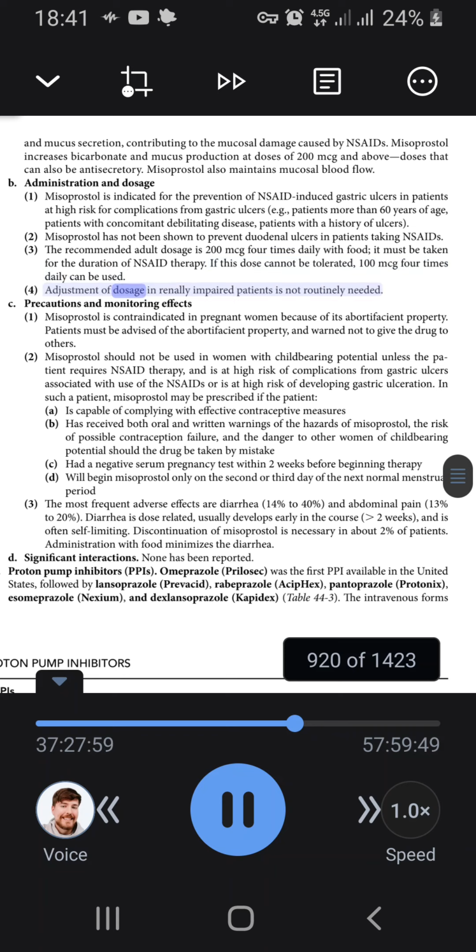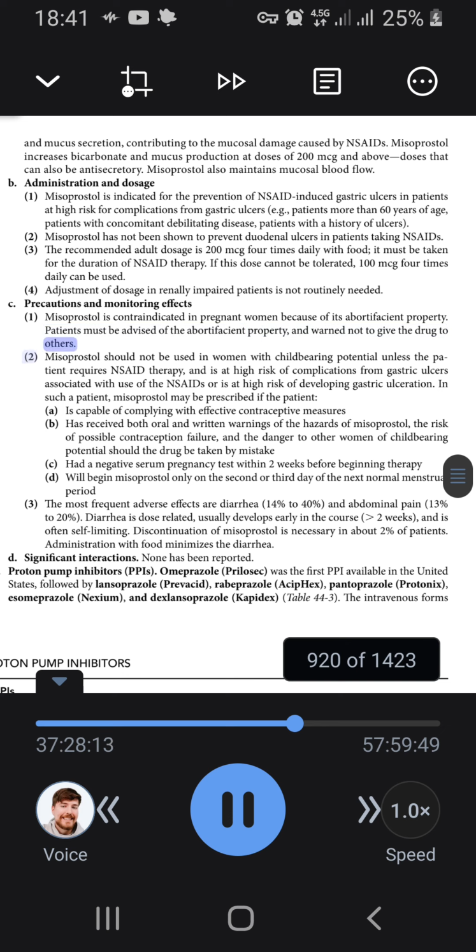Adjustment of dosage in renally impaired patients is not routinely needed. C. Precautions and monitoring effects. 1. Misoprostol is contraindicated in pregnant women because of its abortifacient property. Patients must be advised of the abortifacient property and warned not to give the drug to others.